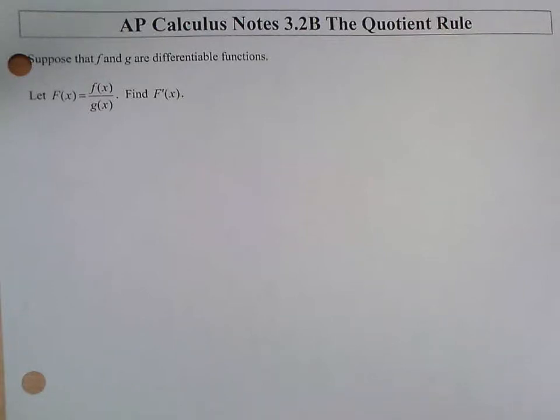So I passed out. Everybody should have a quotient rule sheet. Reminder for you that on Thursday there's a homework quiz on 3.1 and 3.2. So that would be what we did last week, as well as product and quotient rules.